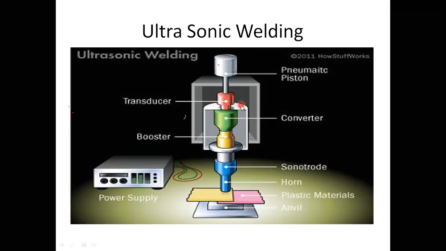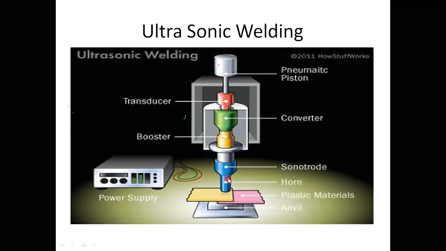This converter converts the electric vibration signal into mechanical vibration. It creates mechanical vibration. Whenever this mechanical vibration in the range of 20,000 to 30,000 hertz is created, it goes to the booster. The booster concentrates and amplifies it, and it is supplied to the probe, or it is called the sonotrode.